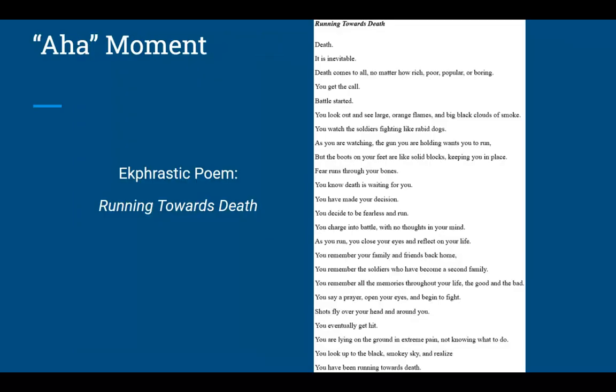Now, last but most certainly not least is my aha moment. I chose to put the ekphrastic poem I wrote in the middle of the semester. The reason I chose it was because in the beginning I was struggling heavily with it. I was not able to come up with a first line or even a title. I stared at this picture that we were assigned for a long time and finally was able to come up with the title, Running Towards Death. Then, after that, the writing was smooth sailing.